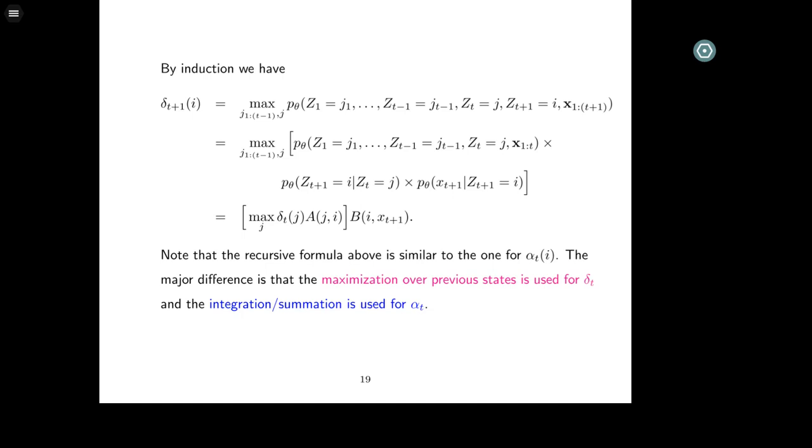a product of what happened before, the maximum value, which is delta, and also the transition from time n minus 1 to n, because we know the value of z at time n, right? So it's a product. But you know delta, you know a, so you can calculate the max.